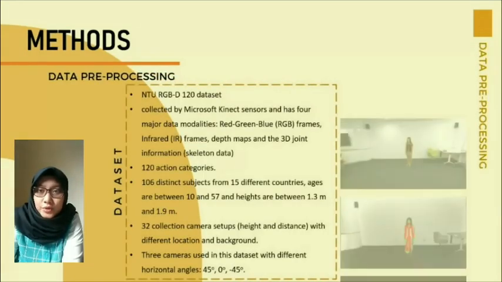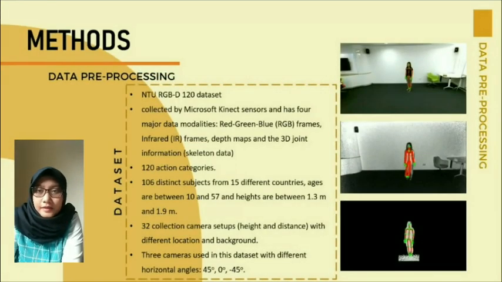Next, we're going to go through the methods. The methods are divided into two parts. The first part is the data pre-processing and the second part is the network modeling. Before we go through the data pre-processing, first I would like to explain a little bit about the dataset that we use. We use the NTU-RGBD 120 dataset. It's the newest and the largest dataset in human action recognition. There are 120 action labels.